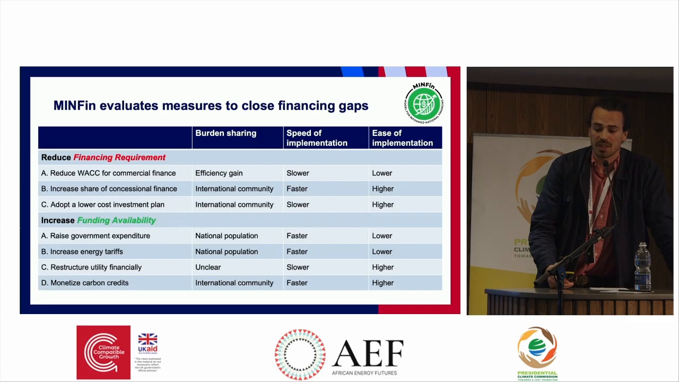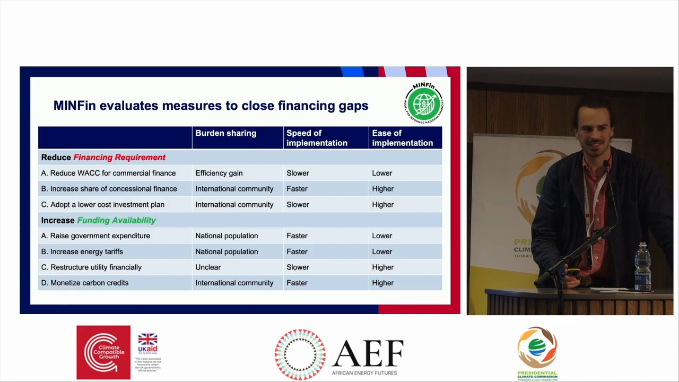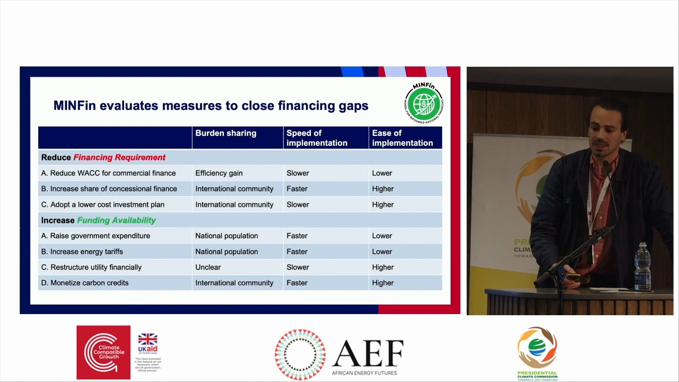Additionally, we can raise government expenditure, not a particularly popular strategy, certainly with the government. It's a much faster solution, but as it says there, not the easiest to implement, to turn around to already strained government budgets and say spend more money on energy. Equally, increasing energy tariffs, not very popular, not very easy to implement, but again, faster. And I know a lot of countries have PPA crises at the moment, so it's not something where realistically you want to turn around and say higher tariffs.